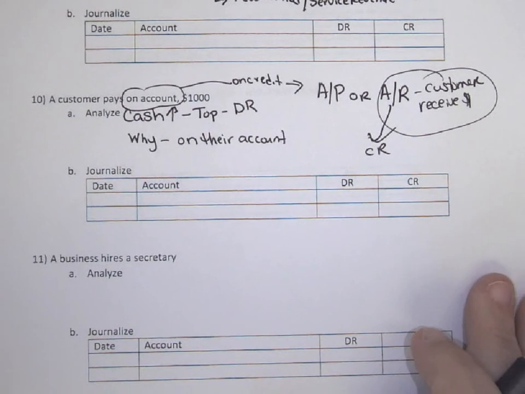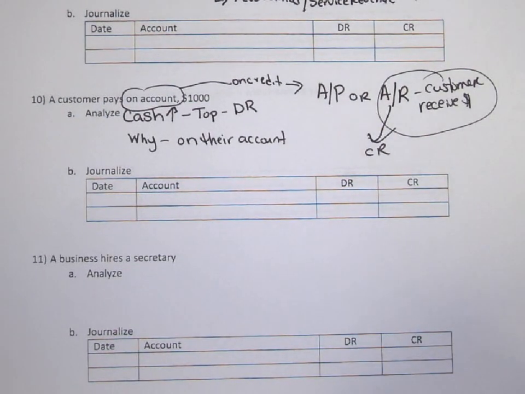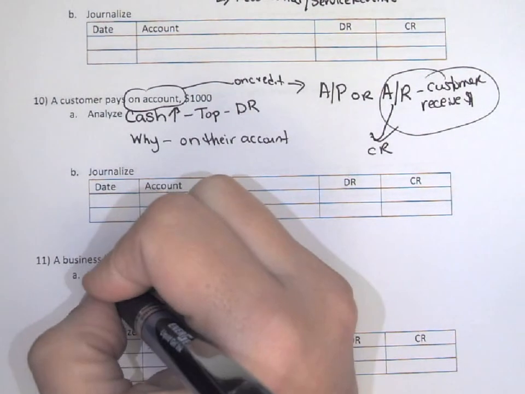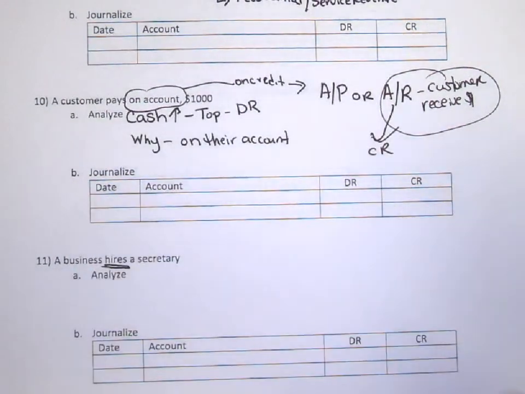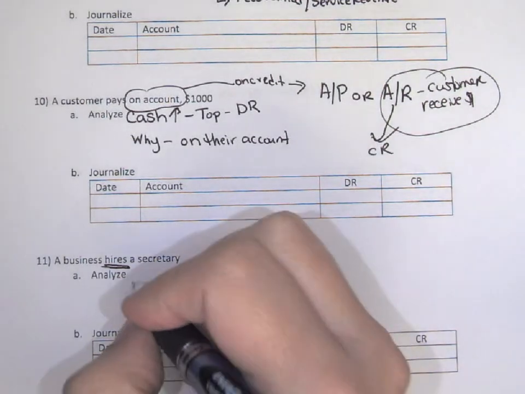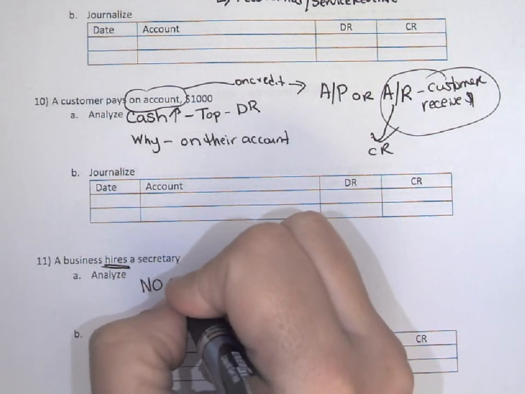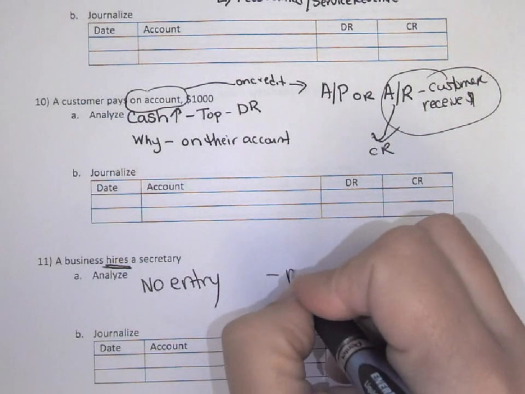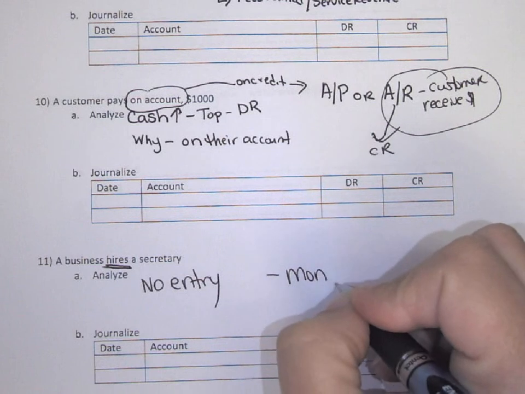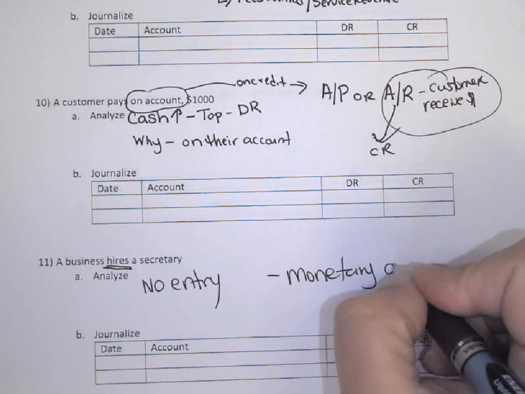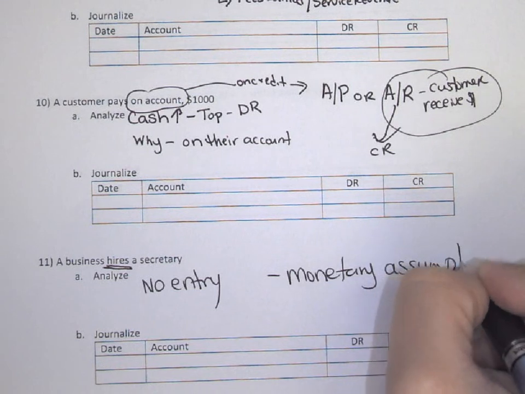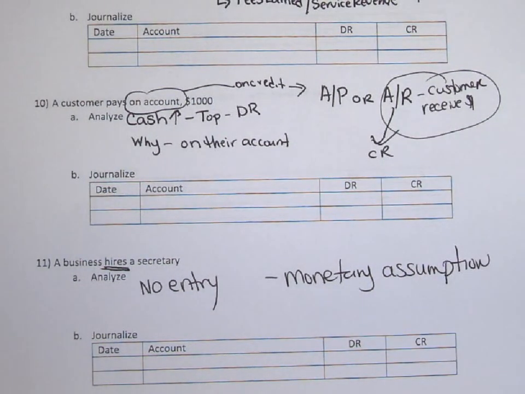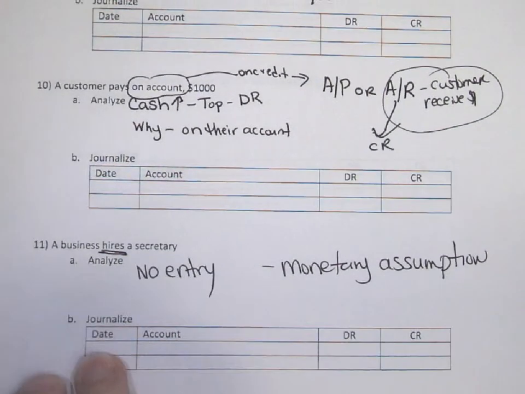All right, a business hires a secretary. Is there any money or monetary deal here when we hire somebody? This is just hiring somebody. It doesn't say that she's worked. It doesn't say anything's happened. So in this particular case, there is no entry because there's nothing monetary. Remember, that's the monetary assumption, which means that to record something, it has to be in money, and this is not. We just hired somebody. That's all that happened here.